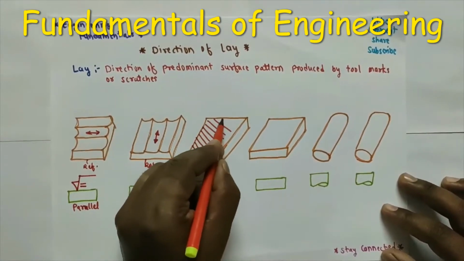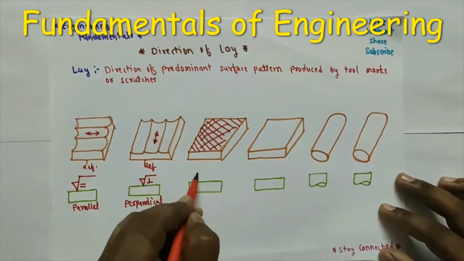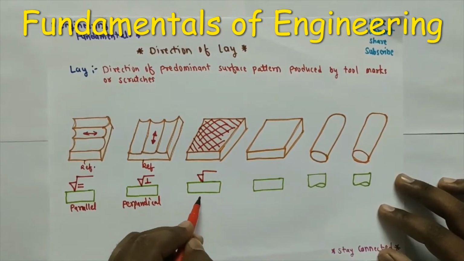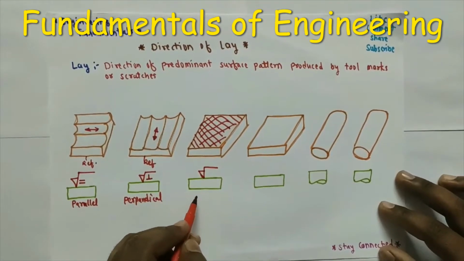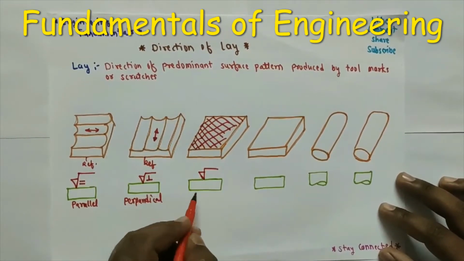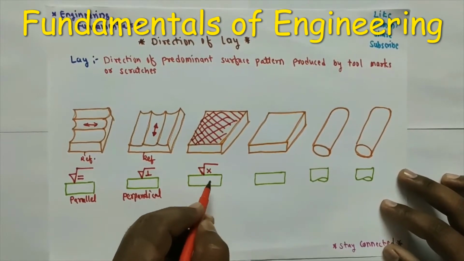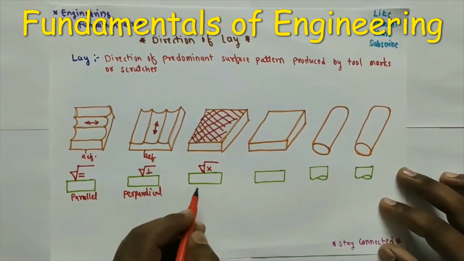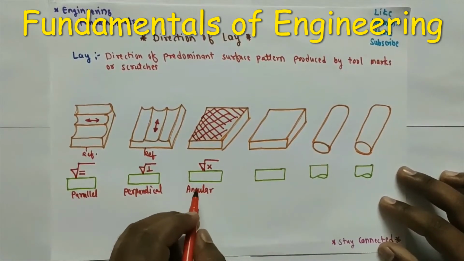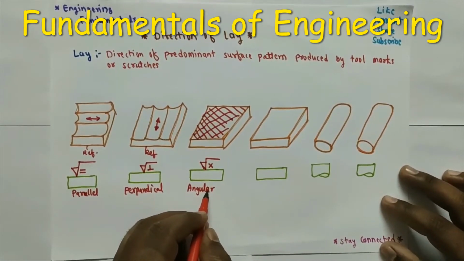Then next we get the predominant surface pattern in this fashion. This is the angular form of lay direction, where we get the marks in both directions. Both directions are noted by the cross, that is, in both directions we get the lay symbol. This is the angular. This is obtained when we do transferred end wheel and side wheel grinding.